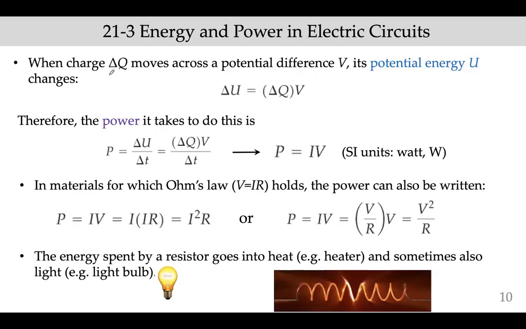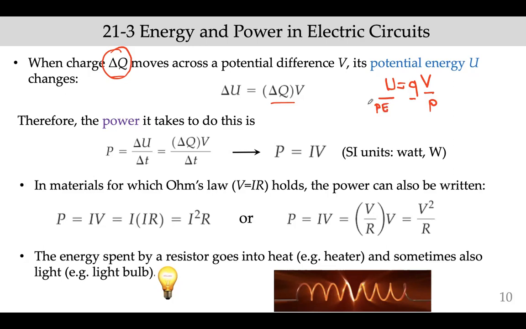So when charge delta Q, let's say this is the amount of charge in coulombs, it's called delta Q. When it moves across a potential difference V, its potential energy changes by this much. We already used this even in the earlier chapters. The potential energy is related to charge times potential.